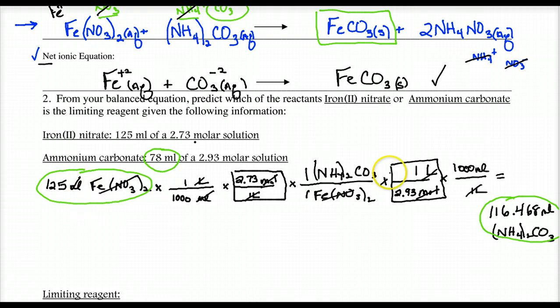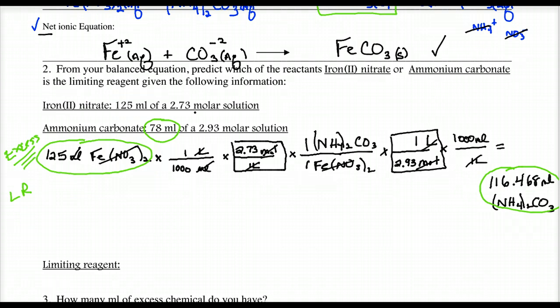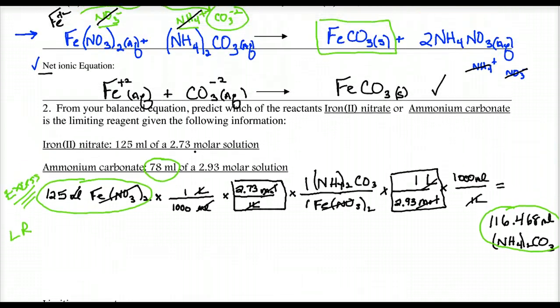So I do not have enough ammonium carbonate to make all of my iron nitrate disappear. So this is my excess chemical, the chemical that is in larger quantities. So I found my excess, which means my limiting reagent is going to have to be my ammonium carbonate. But the question below states how much excess chemical do you have?